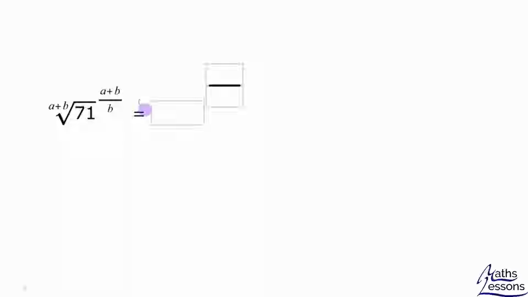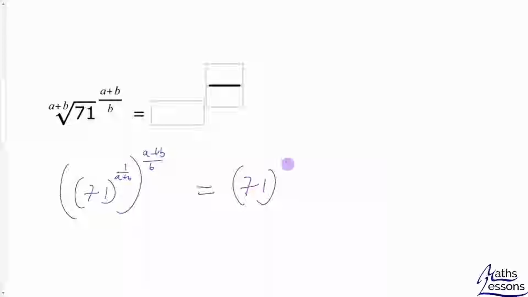Right, again, we're going to multiply out the powers. We've got this is the same as 71 to the power of 1 over a plus b, all to the power of a plus b over b. Now remember, power of a power, we multiply the indices. So 71 to the power of 1 over a plus b times a plus b over b. And if we work that out, we get 1 times a plus b over a plus b times b.